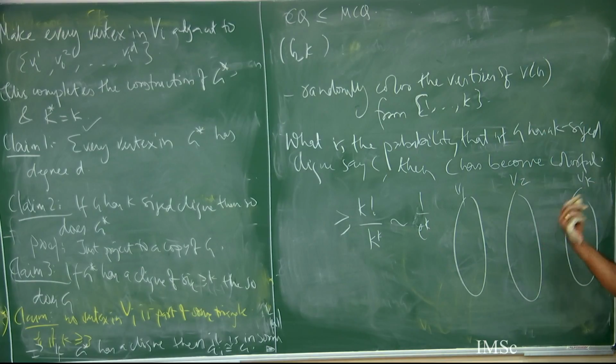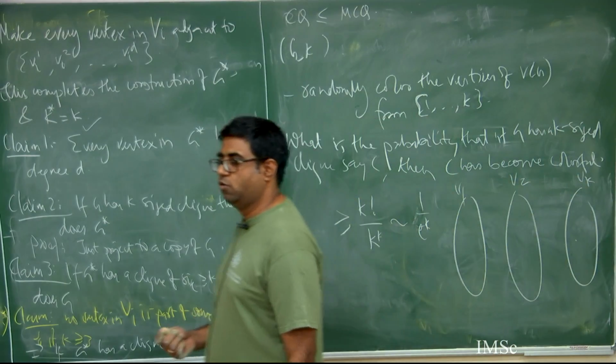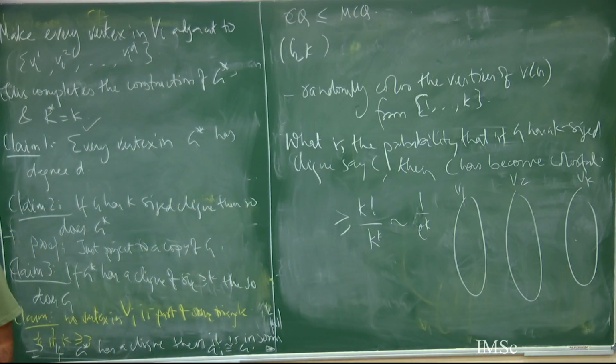So this is a randomized reduction. I don't even need to boost it because this is an FPT reduction, right? To be sure that this is a correct instance, maybe I can repeat it several times. But this is a valid randomized reduction, because it creates an instance of multicolor clique with probability 1 over E power K, right?